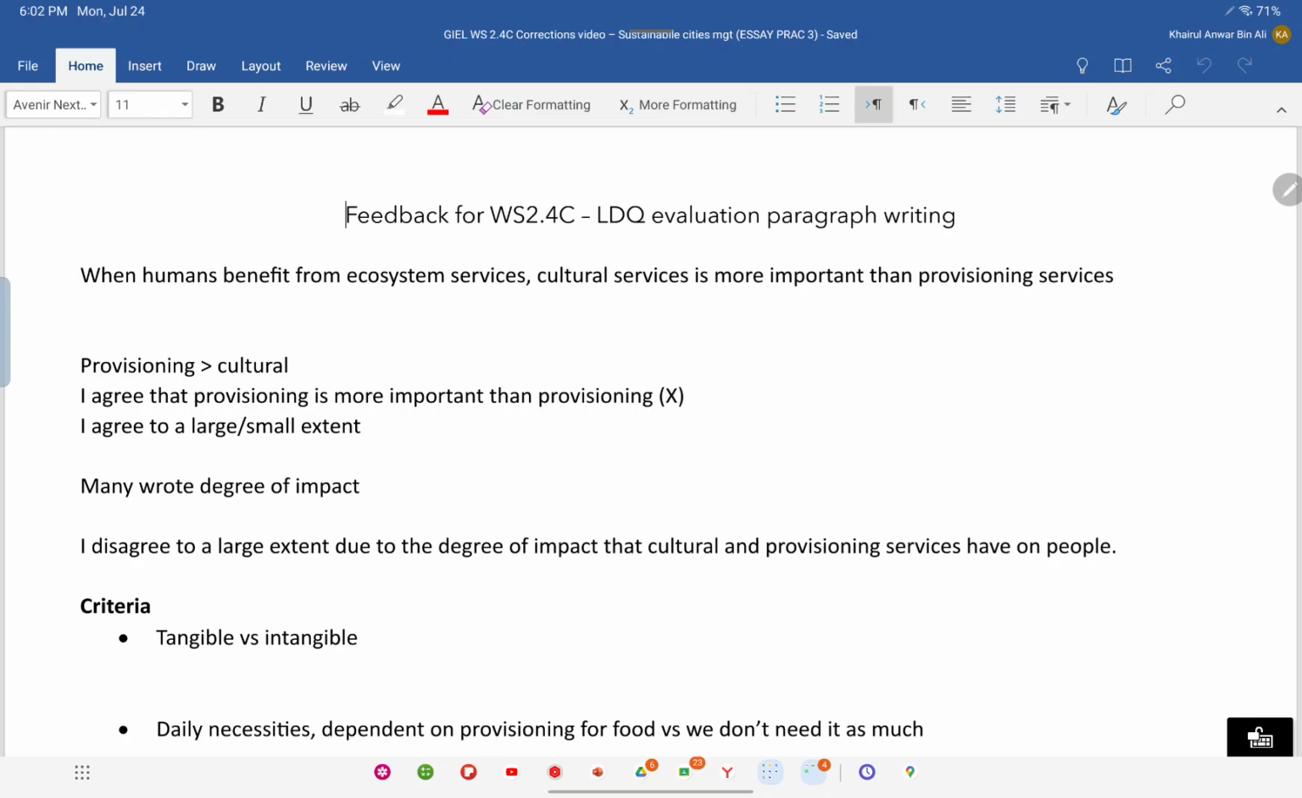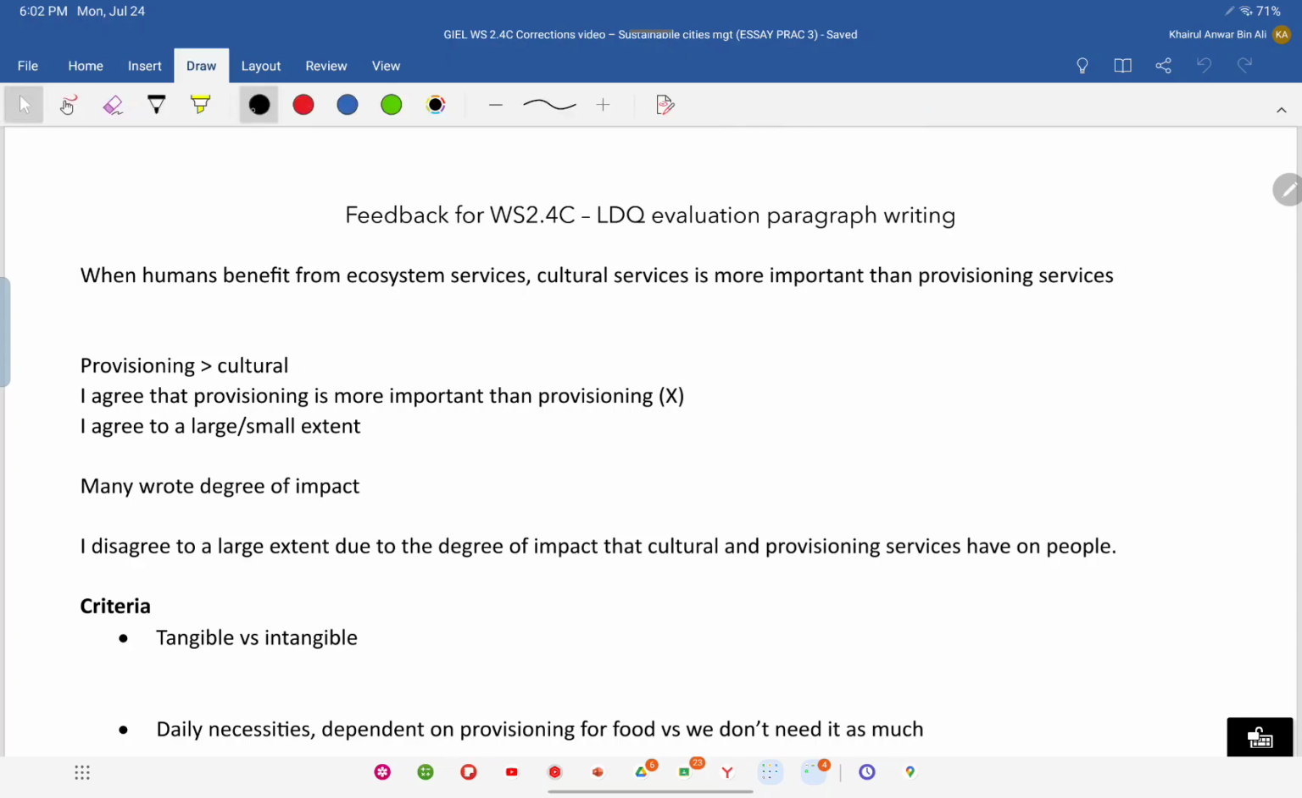So we start off with first reading the question. Okay, the reason why a lot of us actually lost marks is unfortunately a simple error. Take a look. The question says, when humans benefit from the ecosystem services, you already know that's the link. Cultural service is the given factor, is more important than provisioning service, which is the other factor. So you already know it's a comparison between these two. But if you're going to agree or disagree, it depends on the question. Question says this one is more important. So if you agree, means cultural service is more important, right? If you disagree, then provisioning service is more important, right?